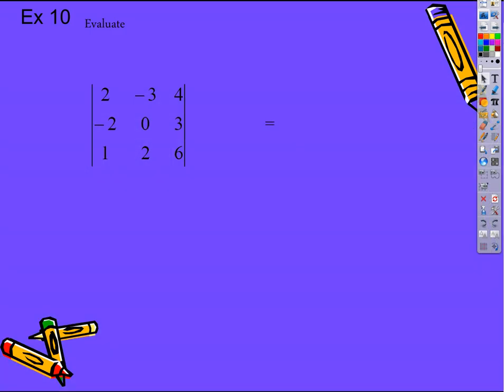Okay, what about a 3? Oh, that's kind of hard to see. What about a 3 by 3? For a 3x3, it gets a little bit trickier, and this is kind of a common thing we do with matrices. For a 3x3, we're going to have 3 descending diagonals and 3 ascending diagonals.